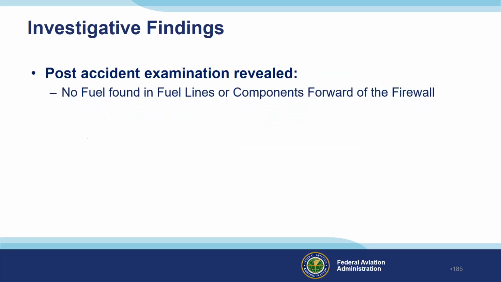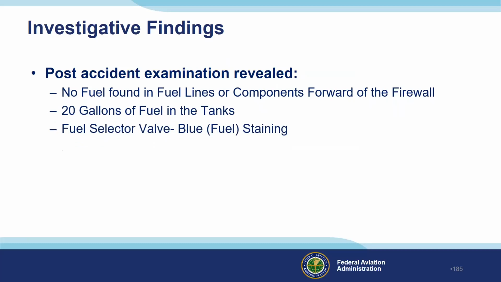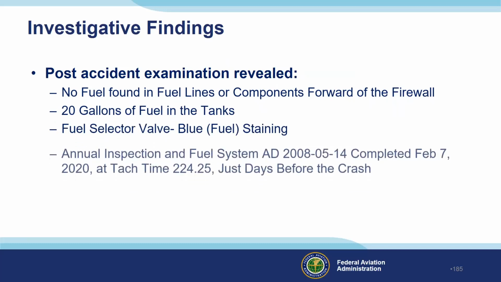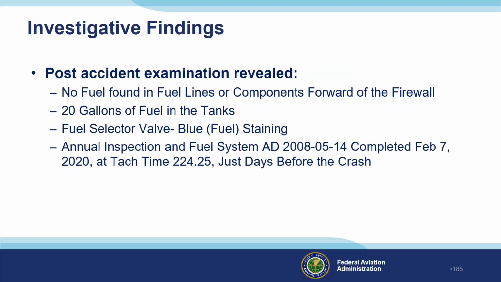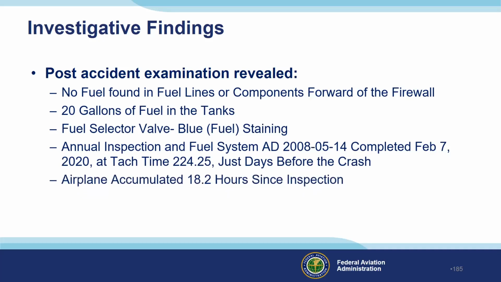Post-accident examination, they found no fuel in the fuel lines or components forward of the firewall. There was 20 gallons of fuel in the tank. It just didn't get to the engine. Fuel selector valve had blue fuel staining. And they also found that the annual inspection and fuel system AD completed February 7th, 2020 was done just days before the crash. The aircraft only had 18.2 hours since the inspection.